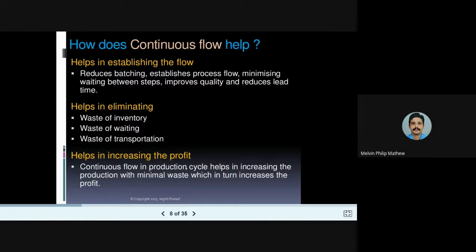Then it also helps in increasing the profit, in the sense that it helps in increasing the production with minimal waste, which in turn increases the profit. So we are reducing the waste. That is the lean manufacturing technique objective. So we are reducing the waste, thereby increasing the profit. So this is how continuous flow, one of the tools coming under lean manufacturing, helps in increasing the profit.